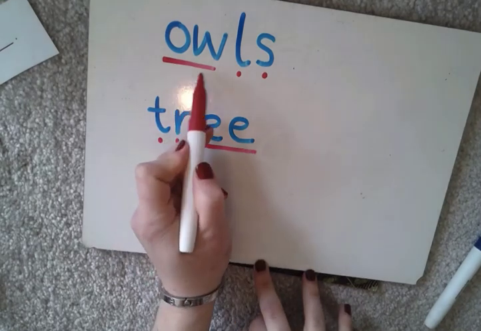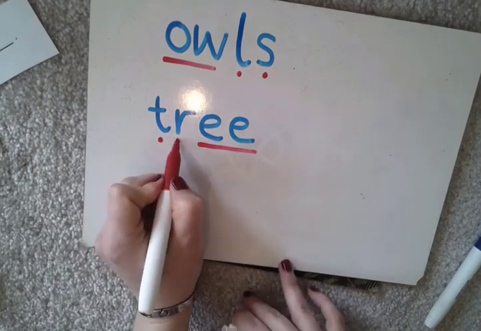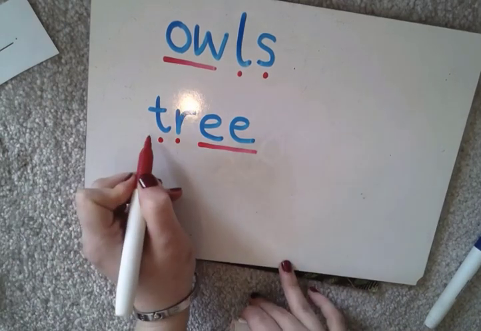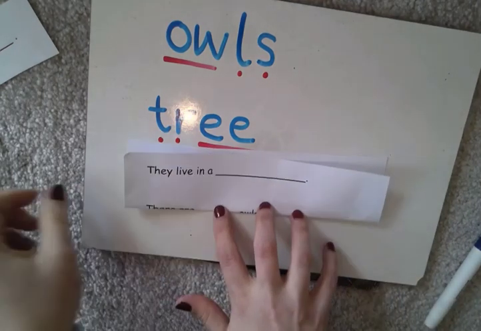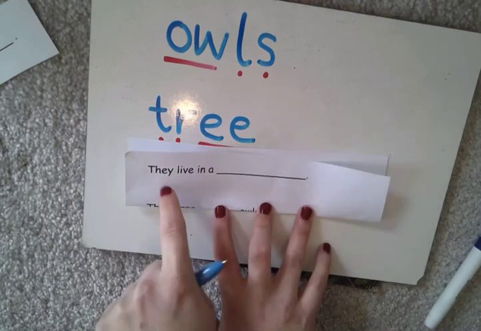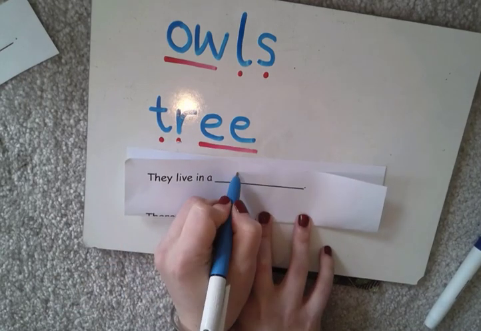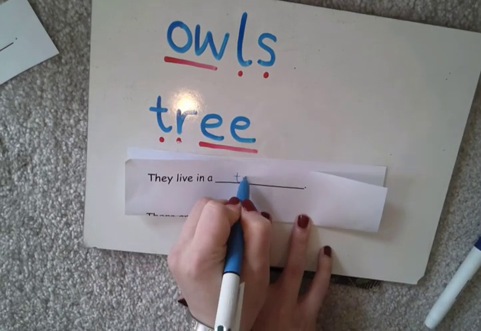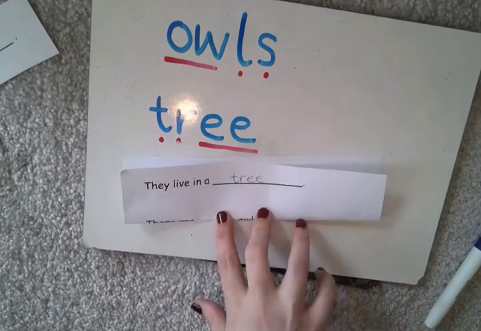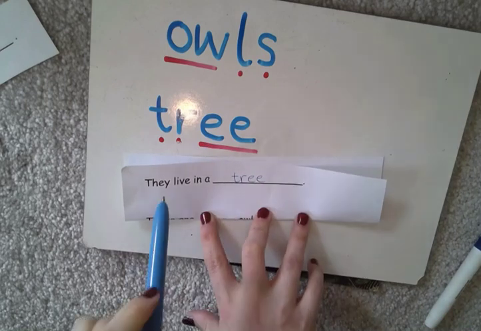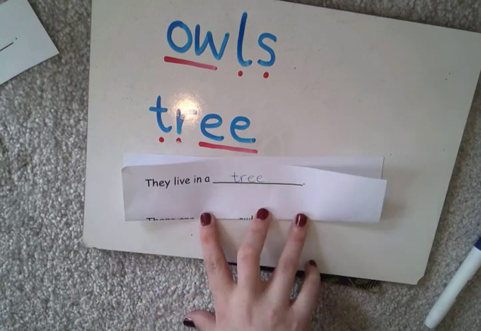E. Now remember, you don't need to write these sound buttons on your words when you put them into your sentence. It's just so we can see clearly what sounds I've done. E. Tree. I'm happy with that. So again, I'll get my sentence. I'll go to the line where the word is missing. They live in a tree. And again, what do we do? We reread the whole sentence to check it makes sense. They live in a tree.